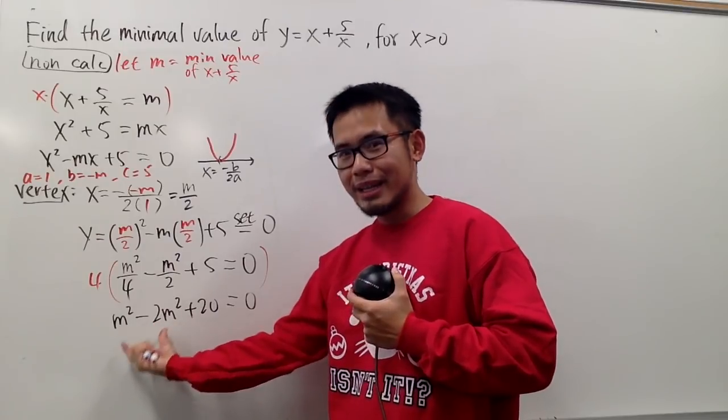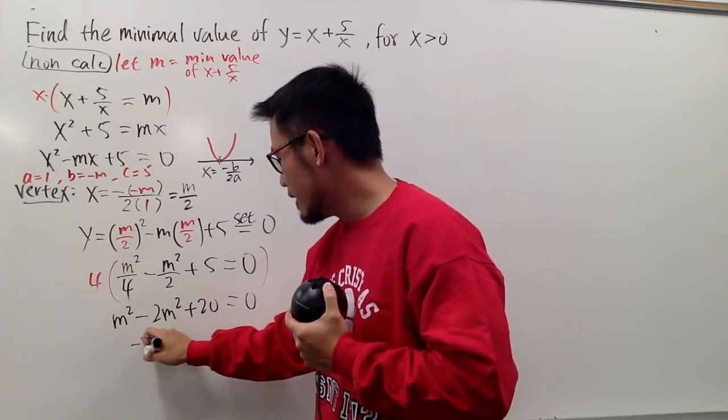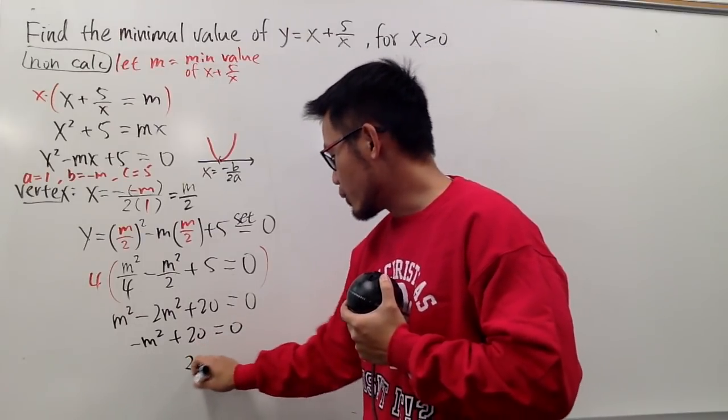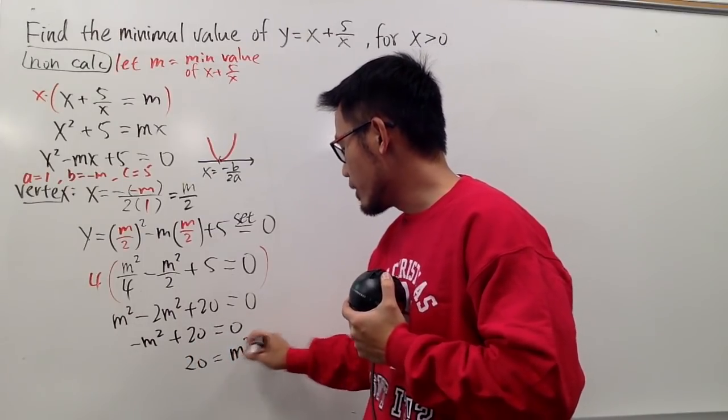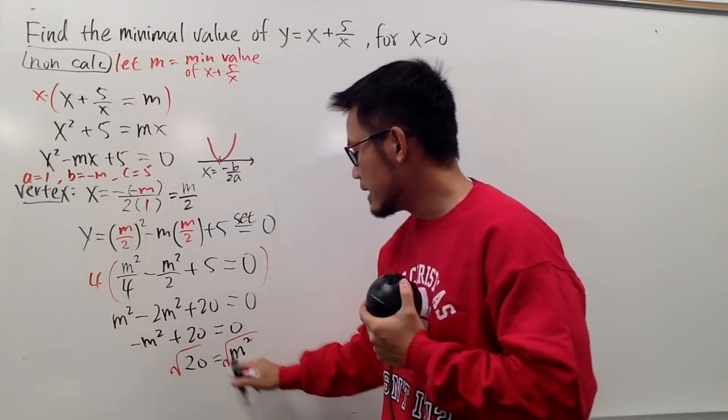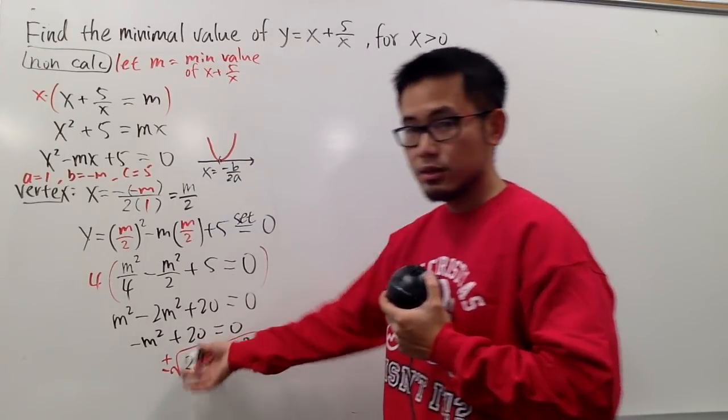And now I will combine terms for you guys. This right here is negative m squared plus 20 equal to 0. In other words, 20 is equal to m squared after I add this on both sides. And of course, we can take the square roots on both sides. And don't forget to put a plus minus on the number.